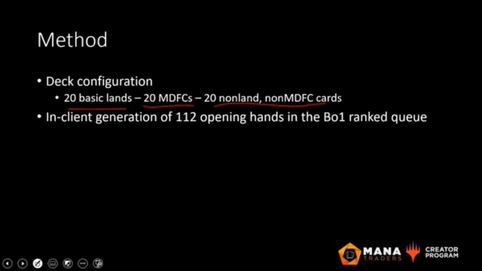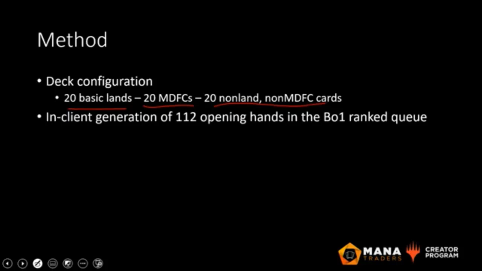Okay, and then what we did was, we went to Magic Arena. We took this deck to best of one ranked, and then we just kept playing matches for an hour. Well, not playing matches, but entering matches and then conceding. So I was doing it for a full hour, and I was able to gather 50 something hands.